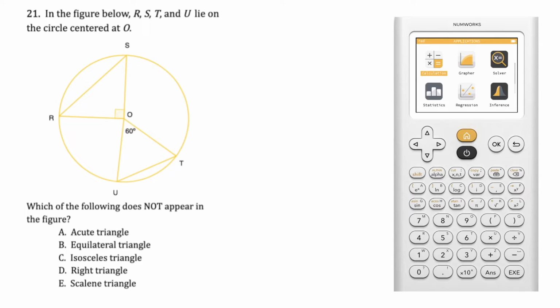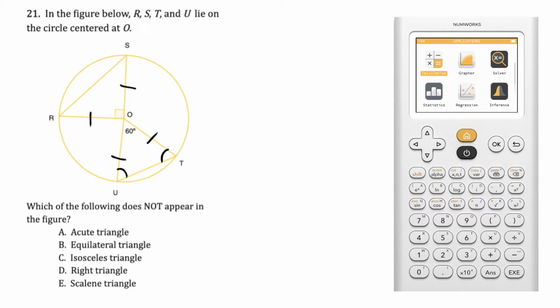Within a circle, we know that all radii are congruent, meaning that line segment RO, line segment SO, line segment OT, and line segment OU are all going to be congruent segments. We also know that if we have two sides that are congruent, then the base angles also have to be congruent, meaning that angle OUT is going to be congruent to angle OTU.